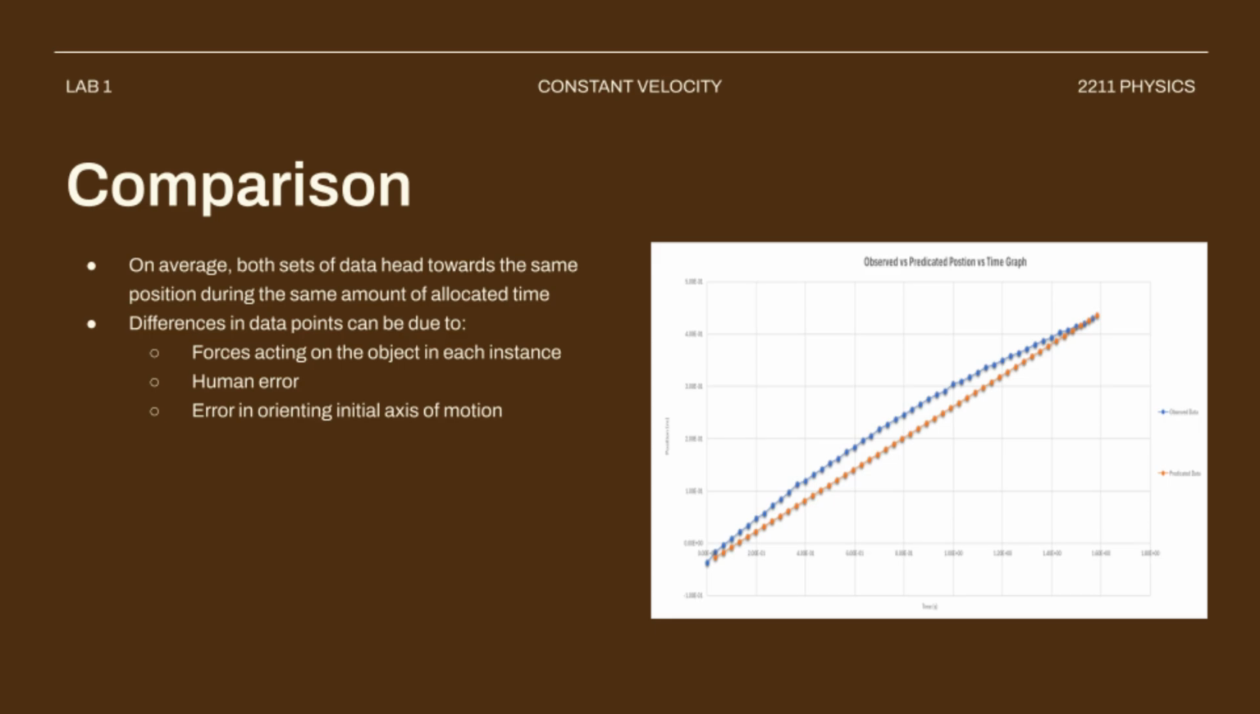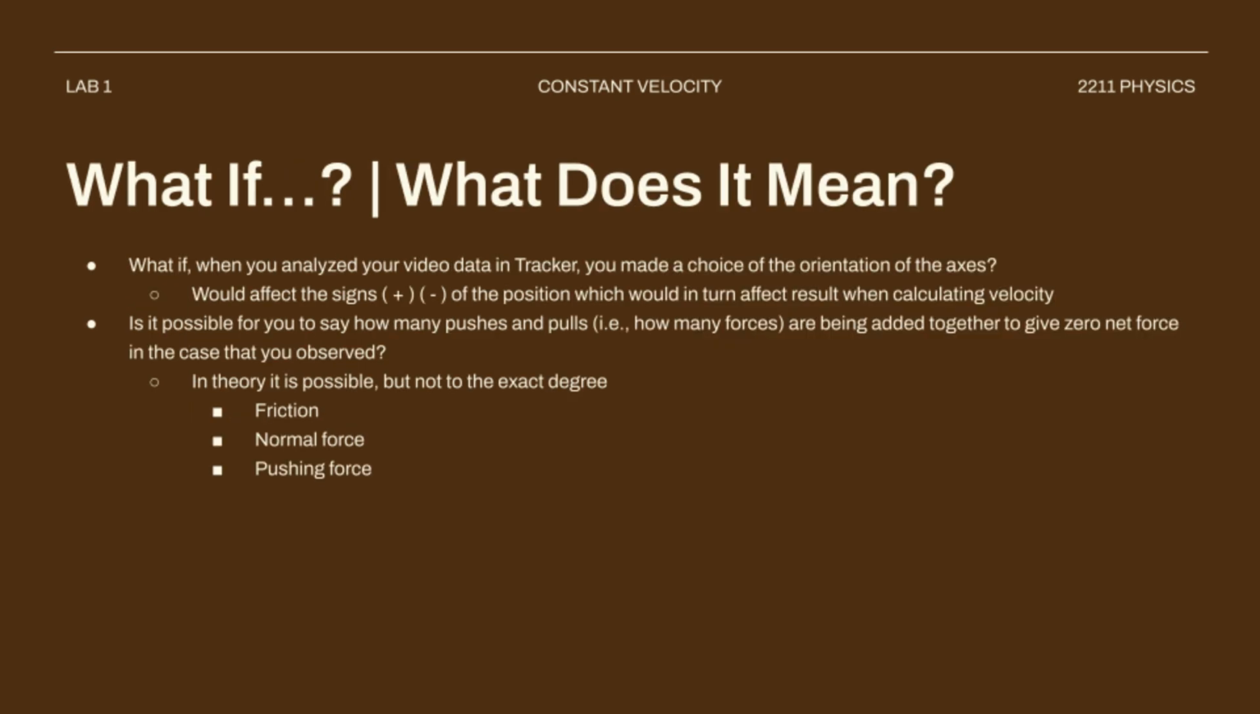So to answer the what if and what does it mean question, what if when you analyze your video data in Tracker, you made a choice of the orientation of the axis? So for this case, we did need to change the orientation of the axis just due to the movement of the expo marker, and this affected the signs of the position. Some of the initial positions were in the negative direction, which affected our results when calculating velocity.